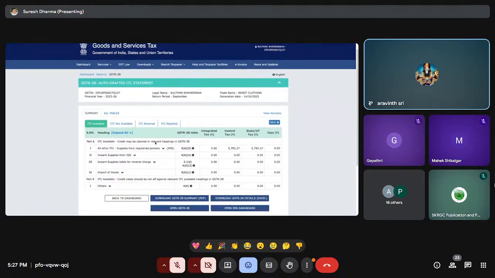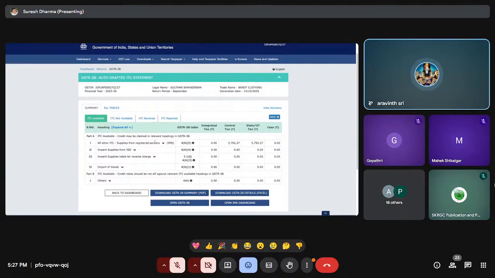One minute. Here we have a doubt about what ITC is, input tax credit. ITC means input tax credit. Where does ITC come in GST? We all have this doubt. Where does ITC come in the GST? Okay, I will take the same example again.